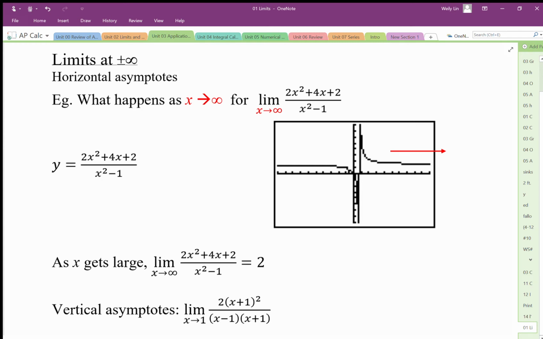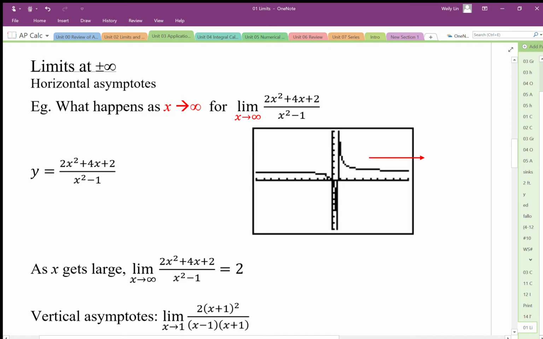So limits at infinity essentially are going to give us slant asymptotes and horizontal asymptotes. What we're most familiar with is these horizontal asymptotes. So what's happening to the function, the y values of this function, as x gets really, really big? If we take a look at this fraction here, this rational expression, as x gets big, what's going to happen to the value of this calculation?